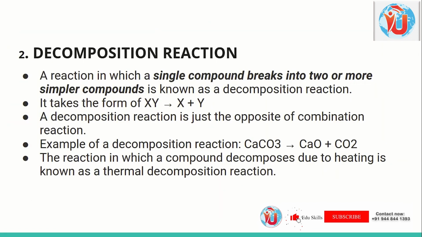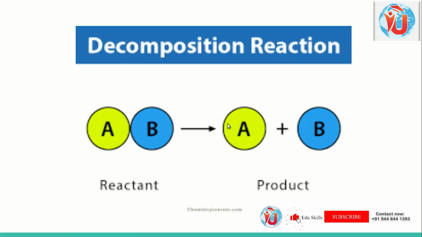Next type is decomposition reaction. A decomposition reaction is a reaction in which a single compound breaks into 2 or more simpler compounds. It takes the form of XY breaking down into X plus Y. That is, a single reactant breaks down to give simpler products. Here we have a reactant AB which breaks down into A plus B, which are both simpler products.